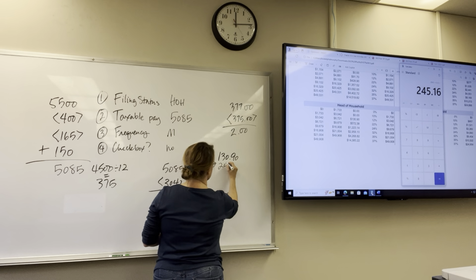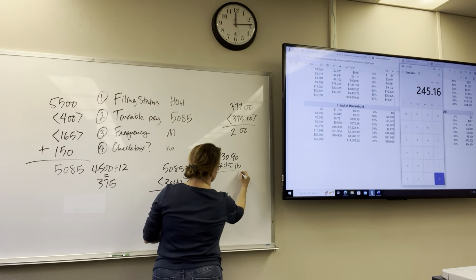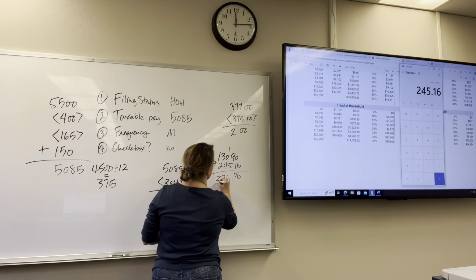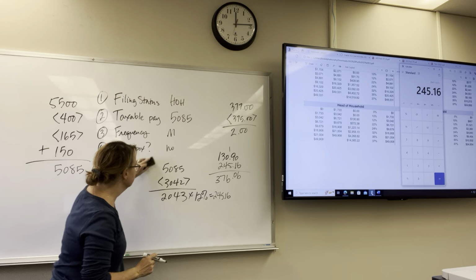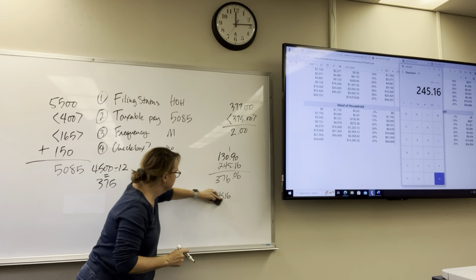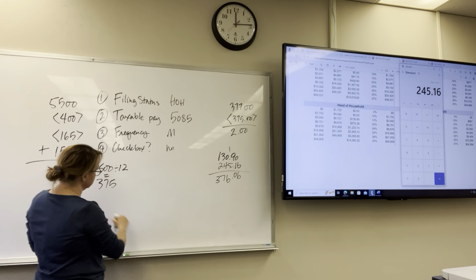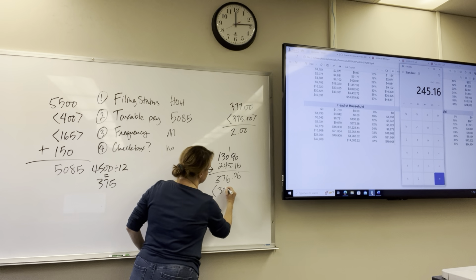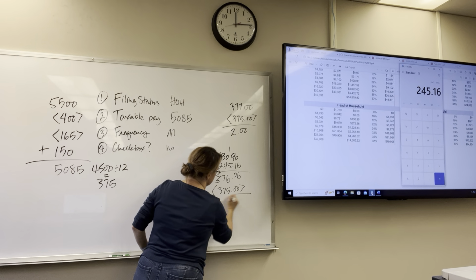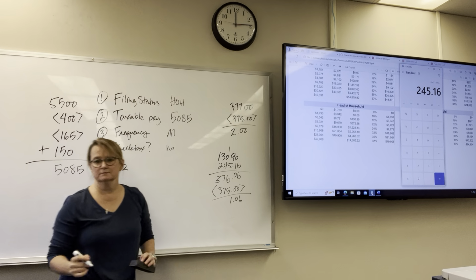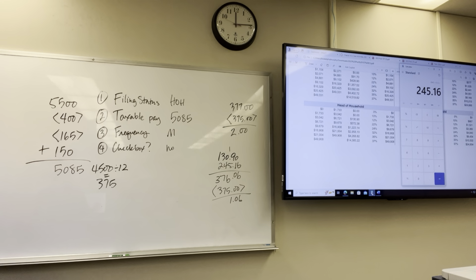So got those together. 376.03. And then again, same calculation, we're gonna subtract that 375. So 1.03. Whoop-de-doo. Might as well be 0. Questions?